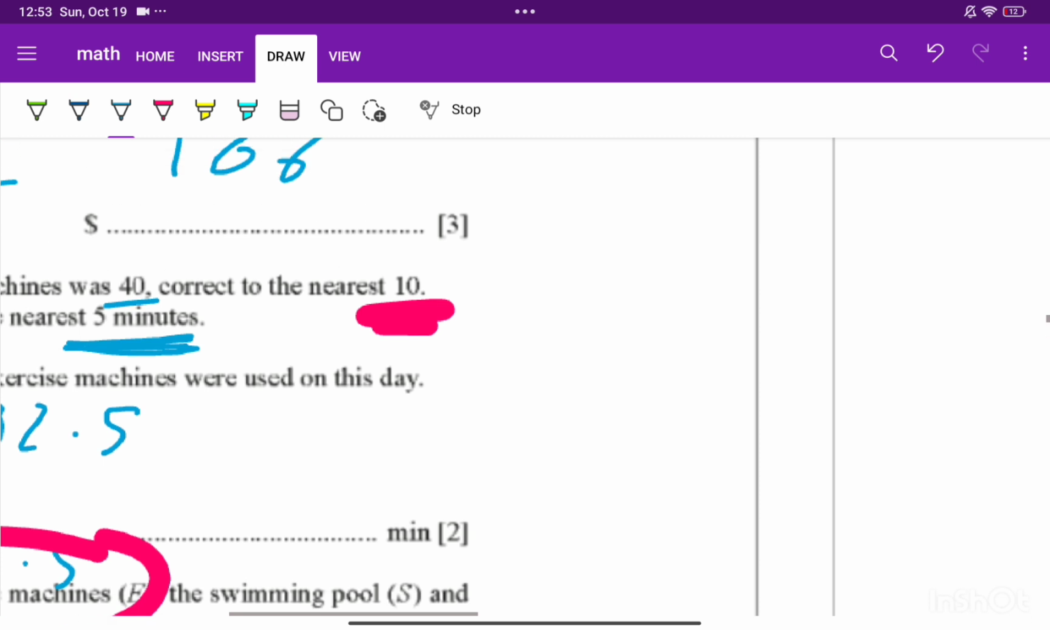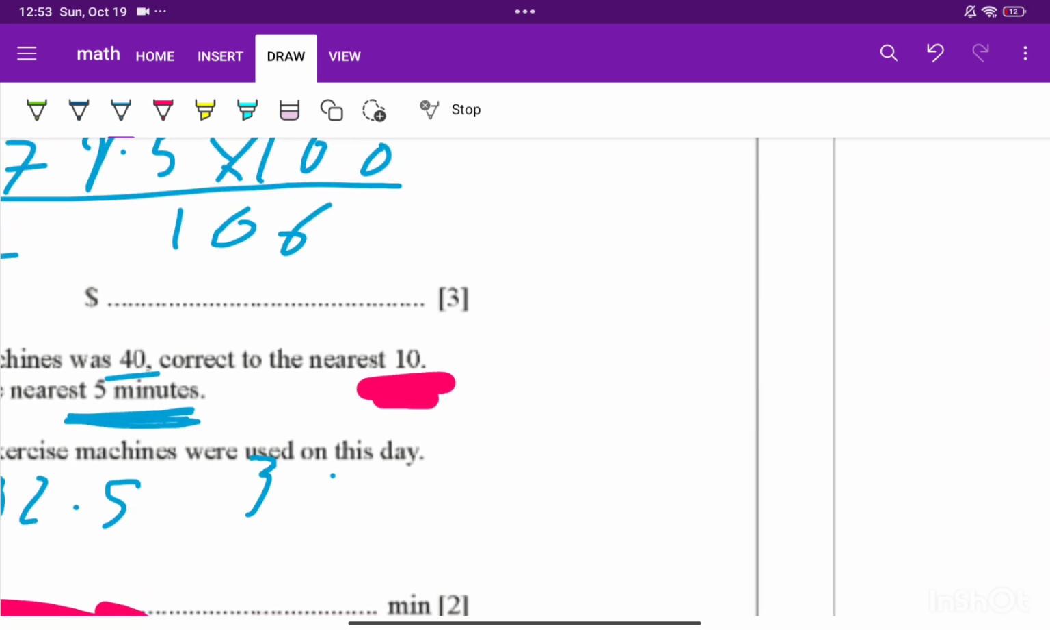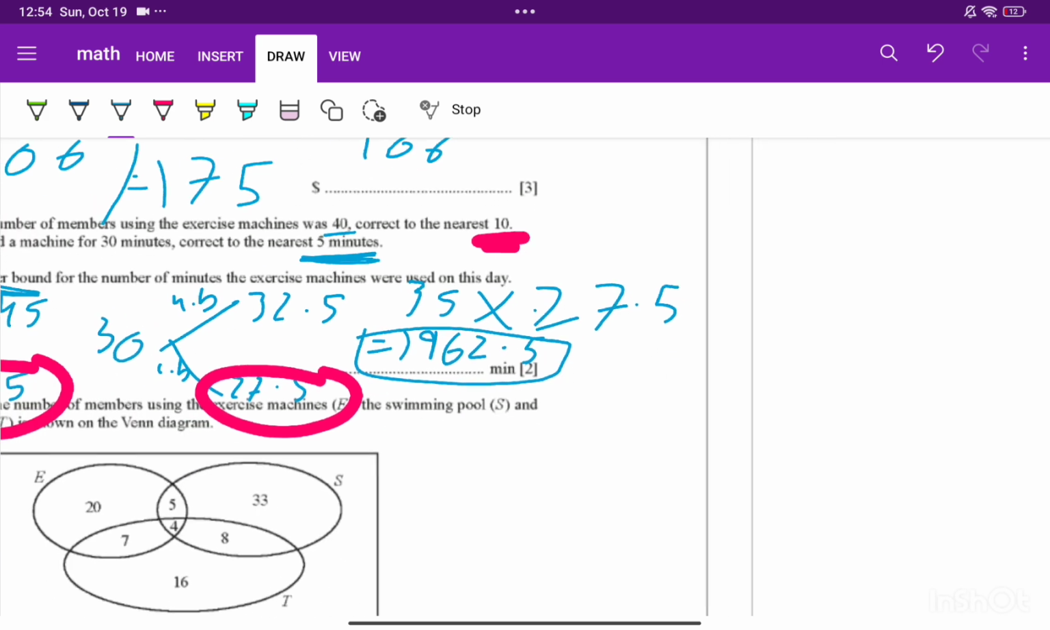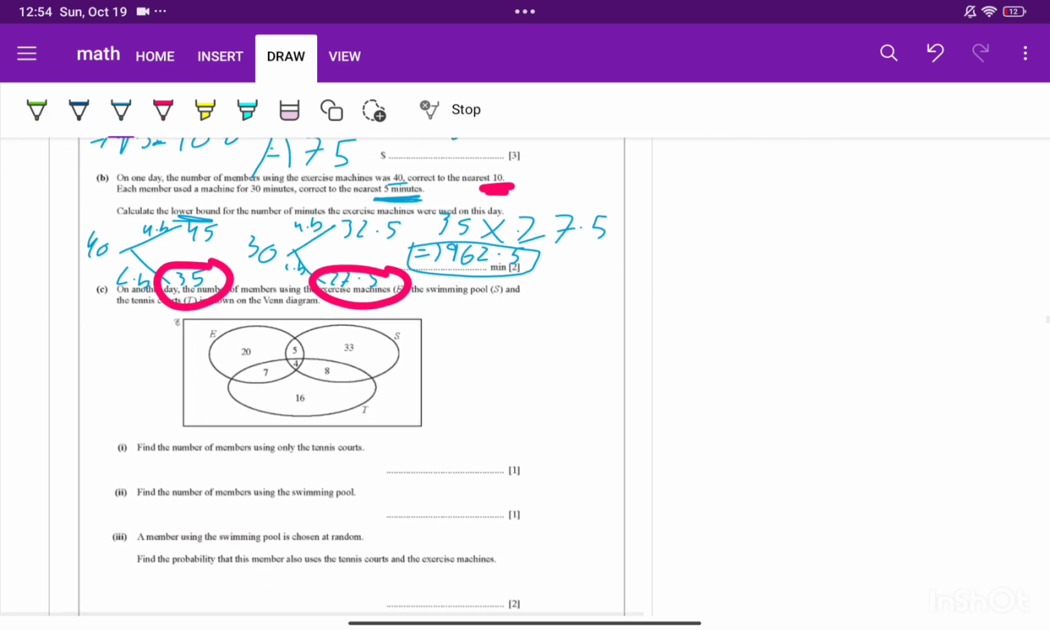So we will do 35 multiplied by 27.5, which will give us the answer 962.5. That is our answer. Let's move to next part.